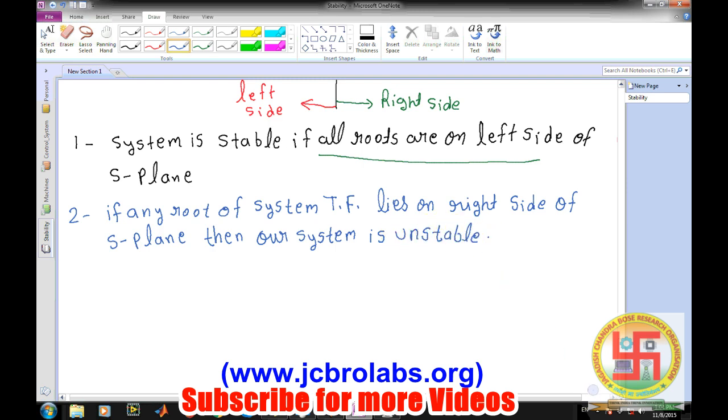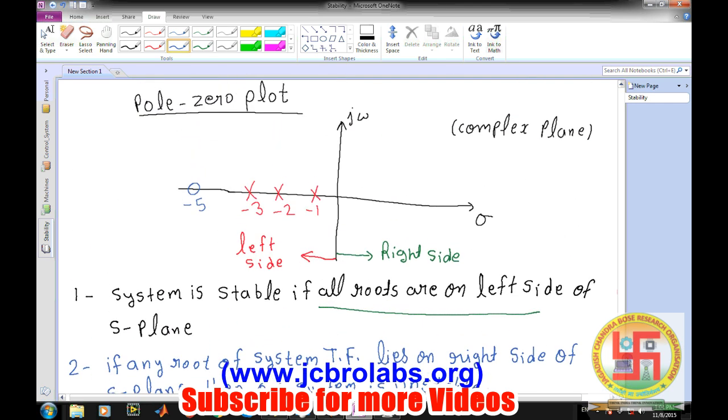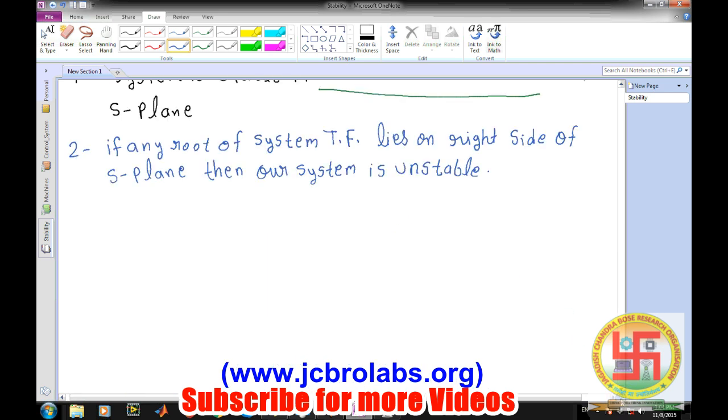So okay, well, if any root of the system lies here, then we can say our system is unstable. Now the third point is, what if any root lies on this imaginary axis, because that could be a possibility.